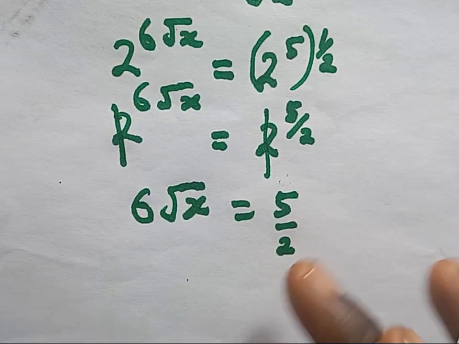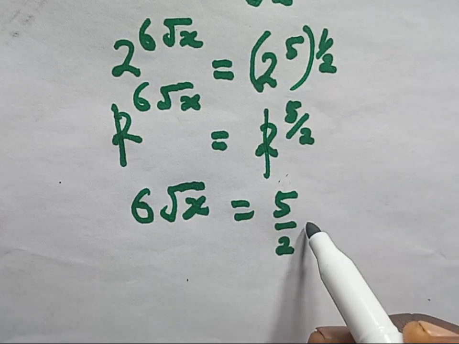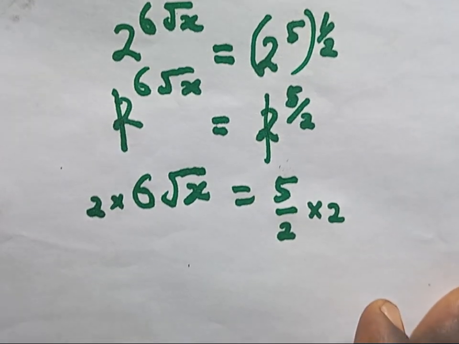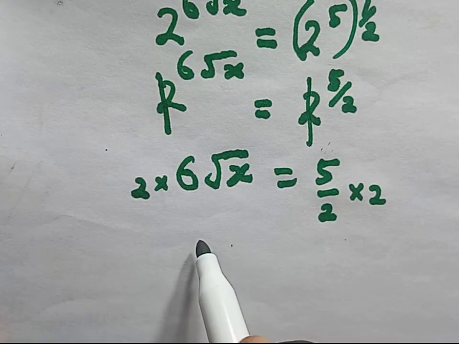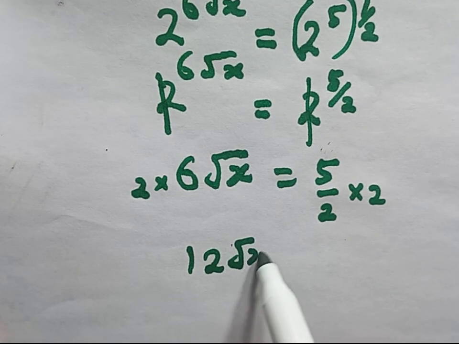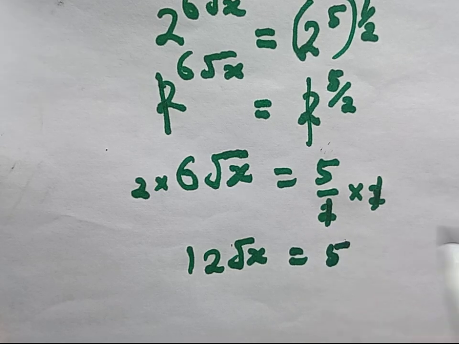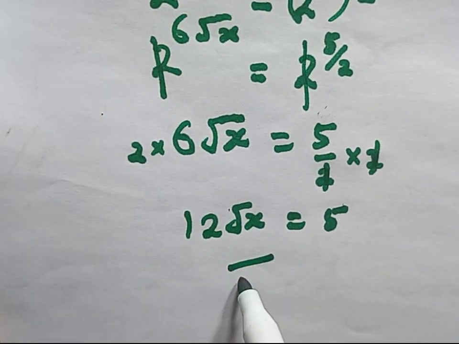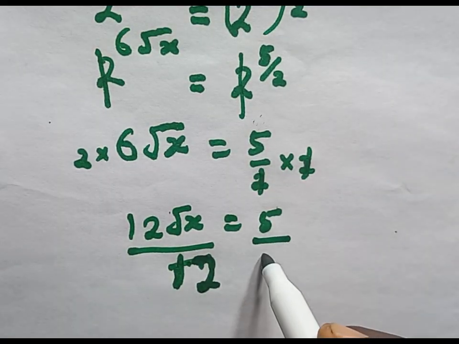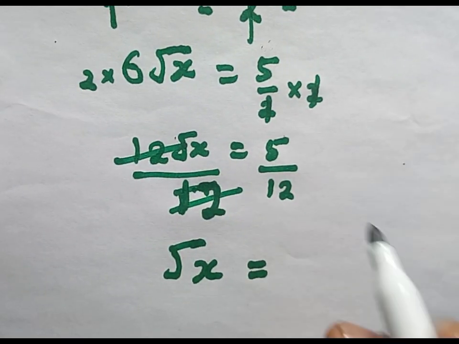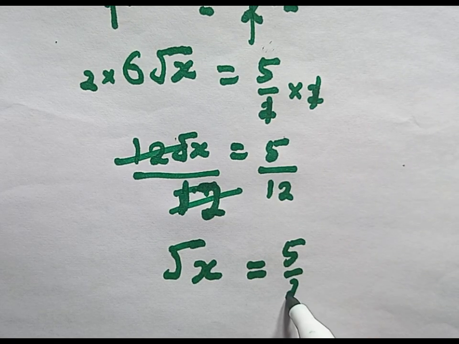Okay, so I can actually go ahead to clear this fraction, and I'll do that by multiplying both sides by 2. If I do that, 2 times 6 root x will be equal to 12 root x, is equal to these two. We can actually cancel this, and then I have 5 left. So what we now have is we can go ahead to divide through by this 12 right here. If we divide through by 12, this is actually going to cancel this, and then root x is now equal to 5 over 12.